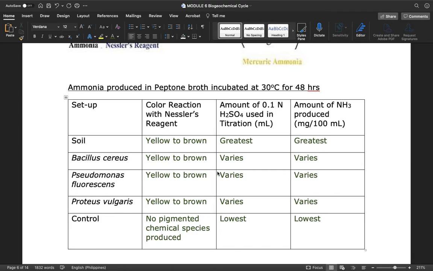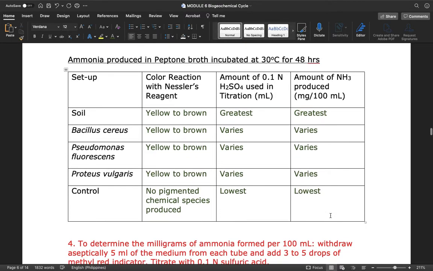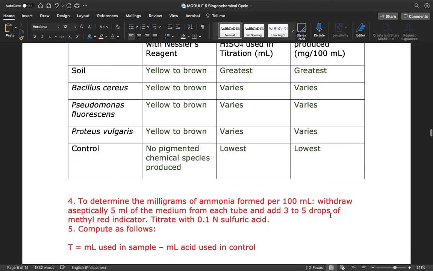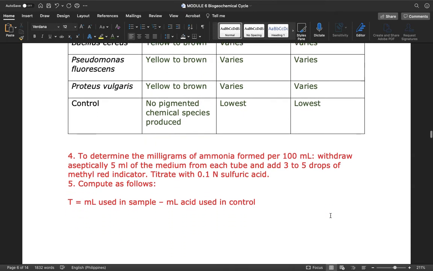Okay, the amount of NH3 that is produced is quantified in terms of mg per 100 ml. So as expected, it's the soil setup that is expected to have the most ammonia produced, while the others vary, and the control, if any, is very low or totally absent. Now, let's take a look at how we compute for the milligrams of ammonia per 100 ml.